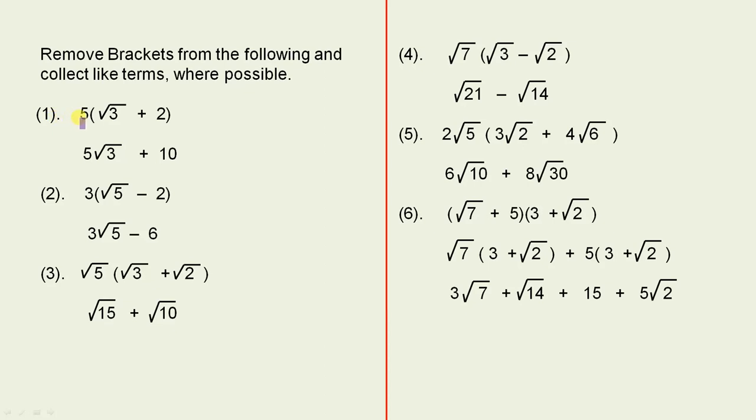So in the first example we have 5 outside of the square root of 3 plus 2. 5 times the square root of 3 is 5 root 3. 5 2's are 10. That's the answer.